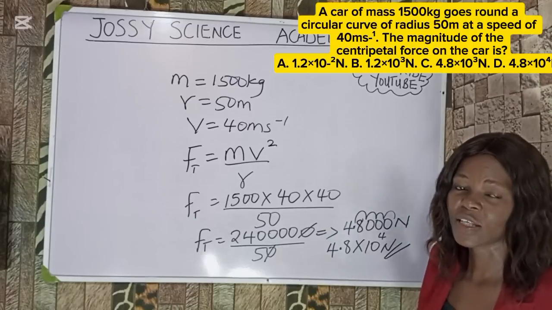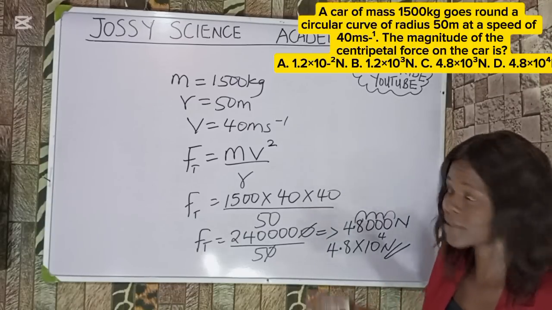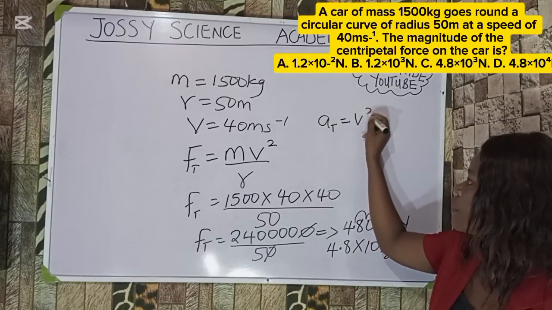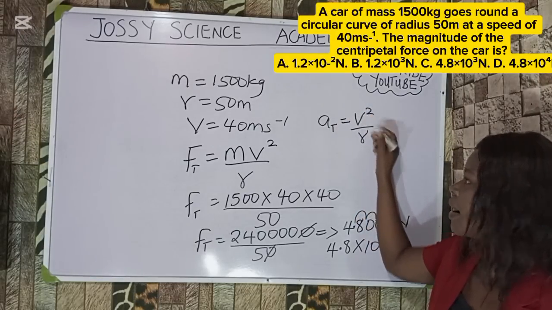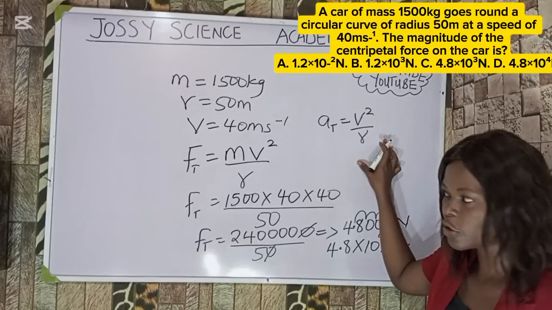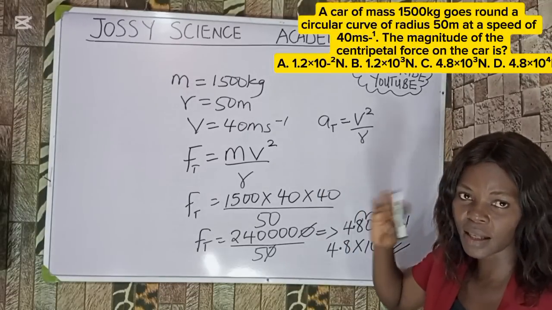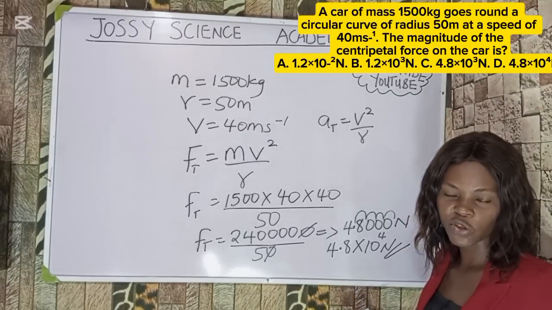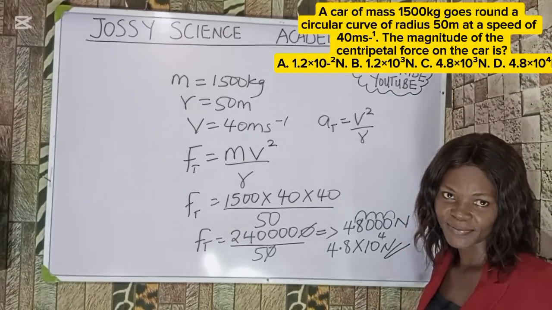But you must not forget that centripetal acceleration, in case you are asked, is equal to a_c equals v squared over r. This is centripetal acceleration. This other formula is centripetal force. And from what we've got so far, the correct option to this question is option D.